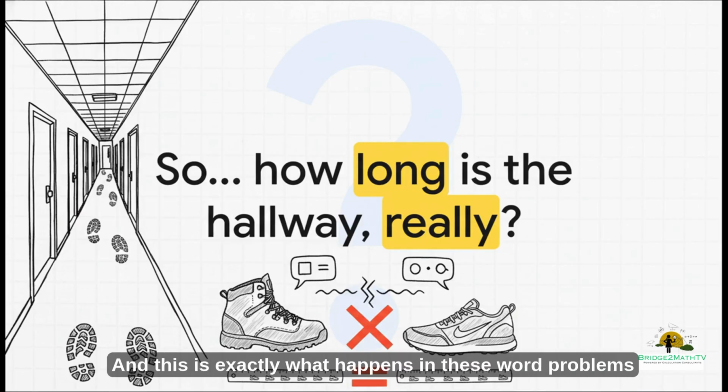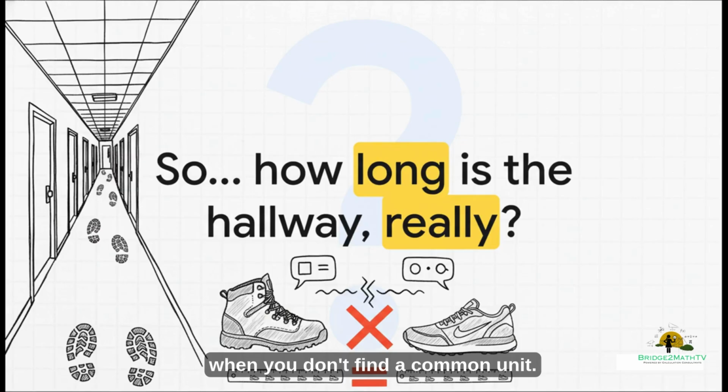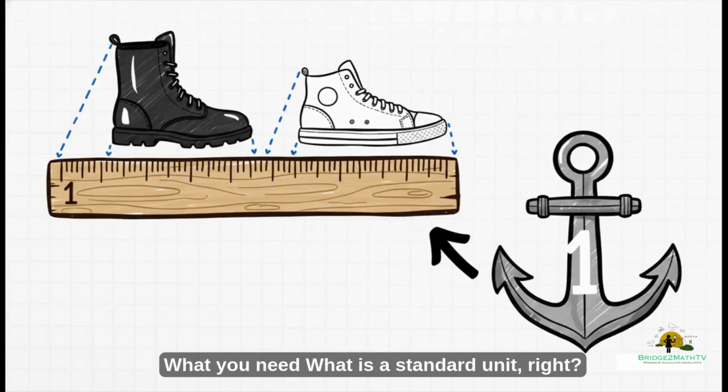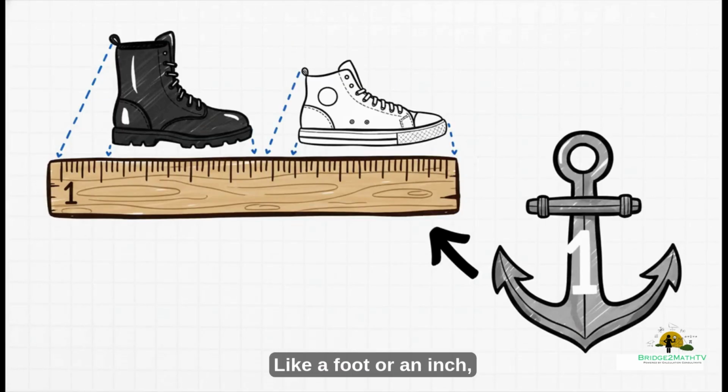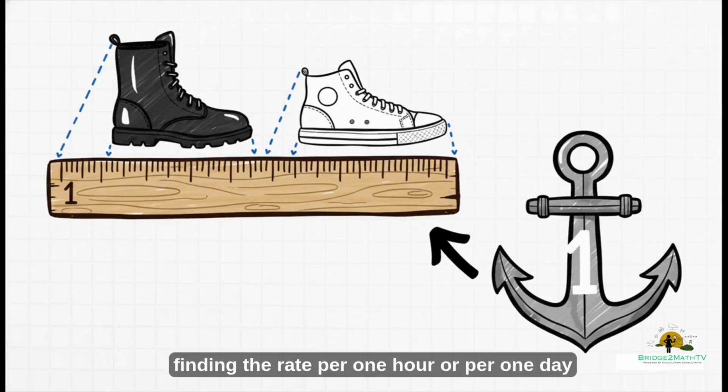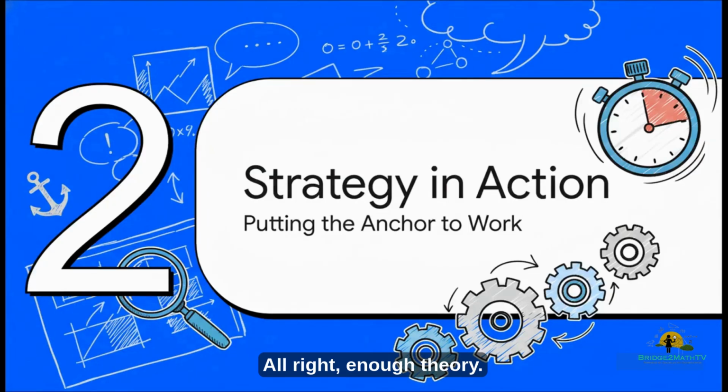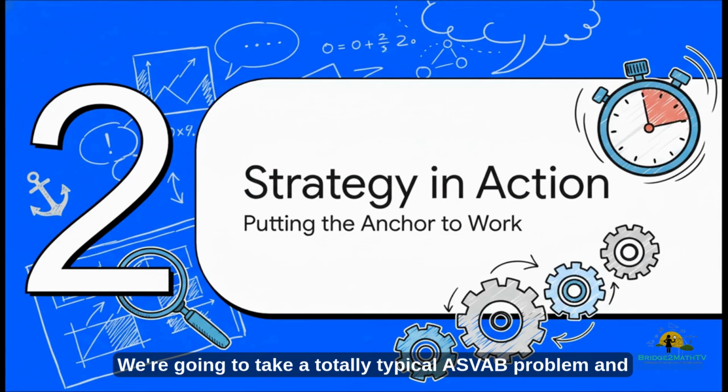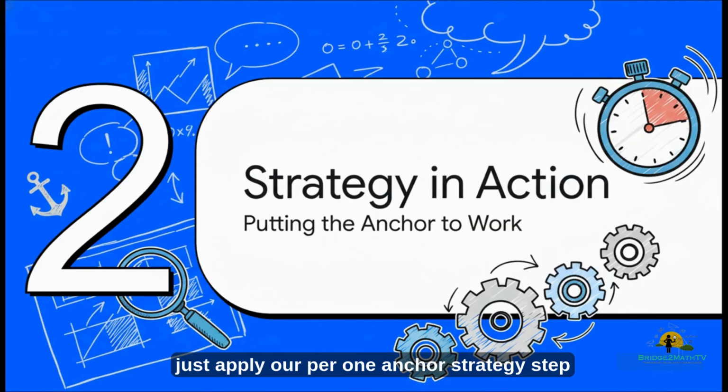And this is exactly what happens in these word problems when you don't find a common unit. What you need is a standard unit, right? Like a foot or an inch, something you can both agree on. That standard unit is your ruler, and that is your per-1 anchor. In these ASVAB problems, finding the rate per 1 hour or per 1 day is your ruler. It makes everything make sense. All right, enough theory. Let's see this thing in action. We're going to take a totally typical ASVAB problem and just apply our per-1 anchor strategy, step by step. You'll see how easy it is.